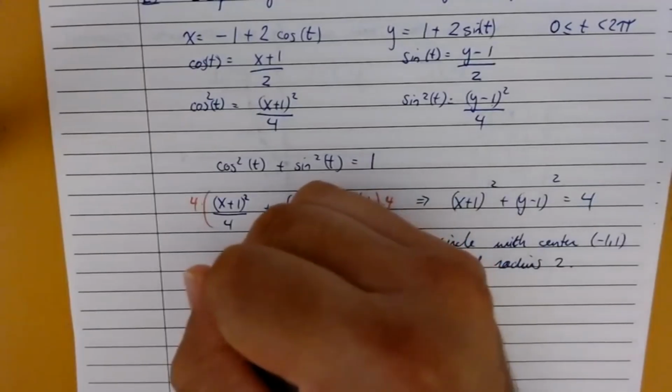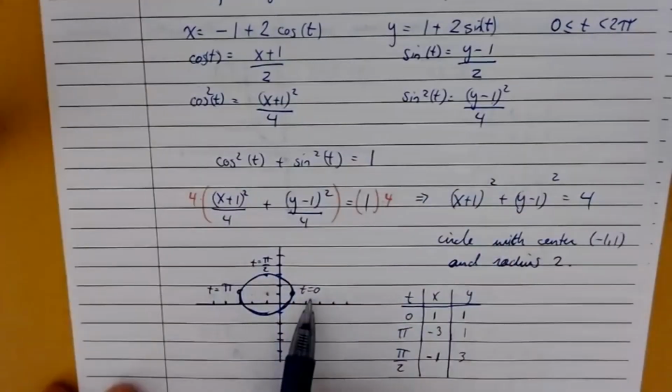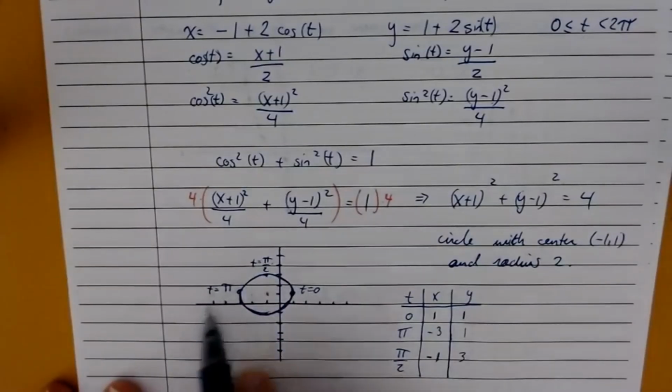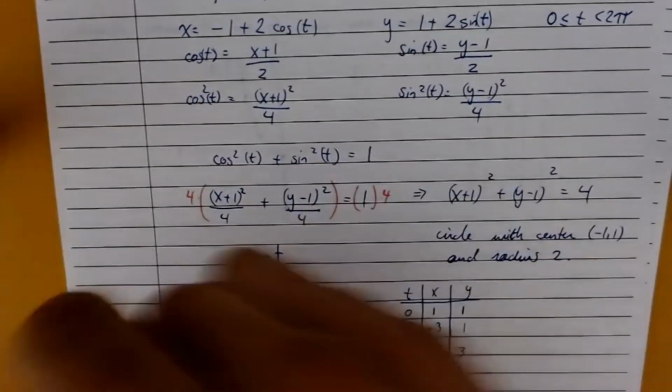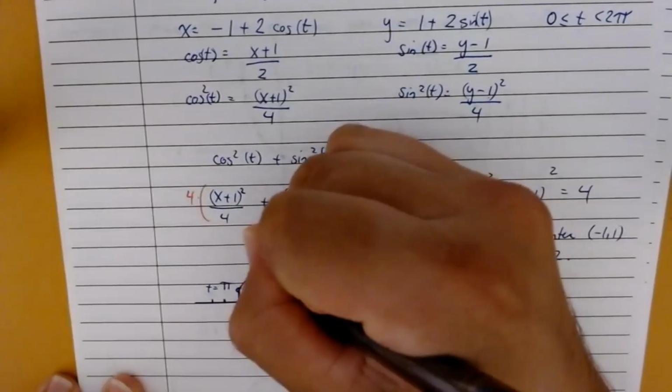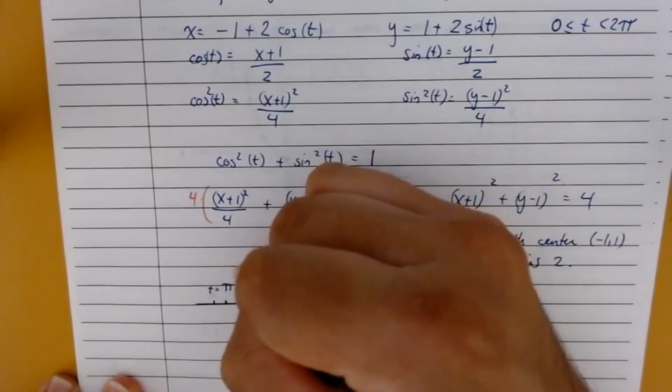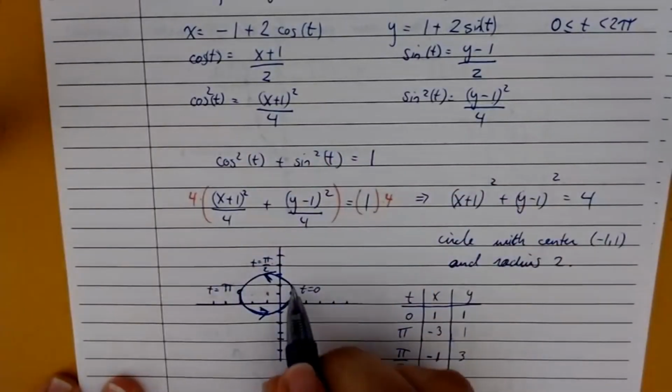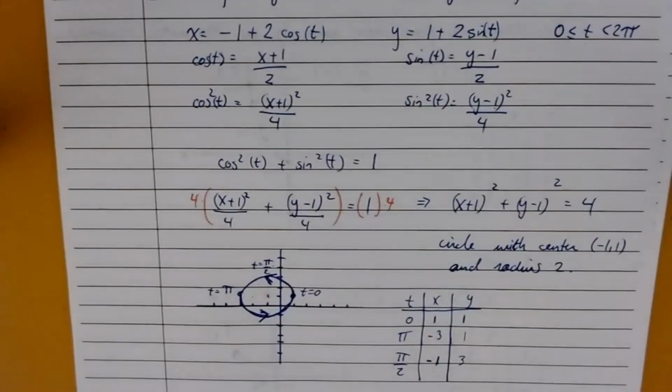And now we have a very clear indication of what's happening. 0, pi over 2, and then pi. So our orientation is counterclockwise. We're going this way. Starting from t equals 0, we're going all the way around back to here. And so there is our result.